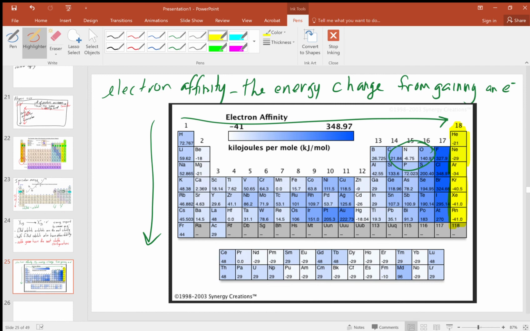So that is it for chapter 7 at this point. And we will start shortly into chapter 8, where we start talking about bonding as well as geometry and the shapes of molecules.